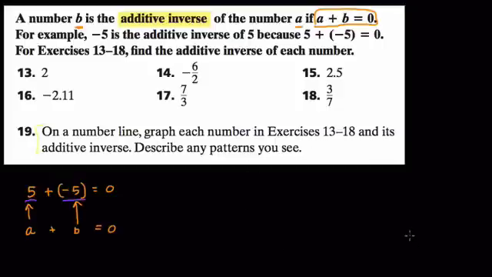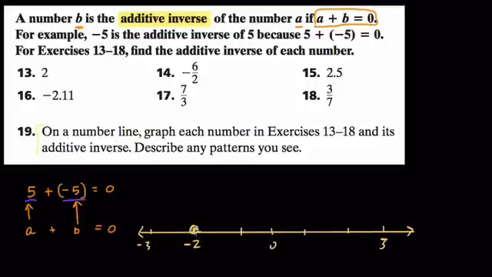So the first one is 2, right? And they say, well, what's the additive inverse of 2? Well, let's set up our number line here. We have 0 in the middle, 1, 2, 3. We'll go the other way, -1, -2, -3. And here we have -2. We can plot that. That is the additive inverse of +2. Again, because, well, when you add up 2 and -2, you get 0. So those are additive inverses.